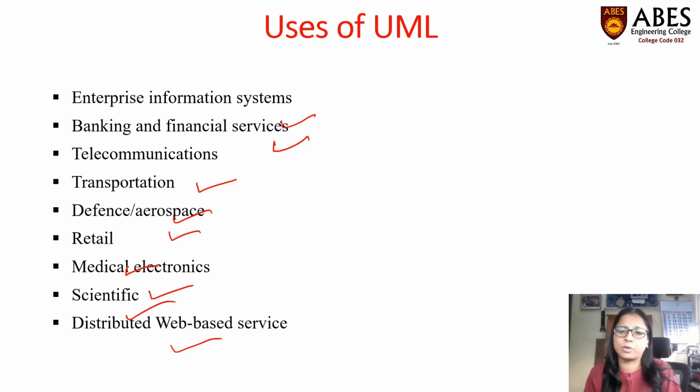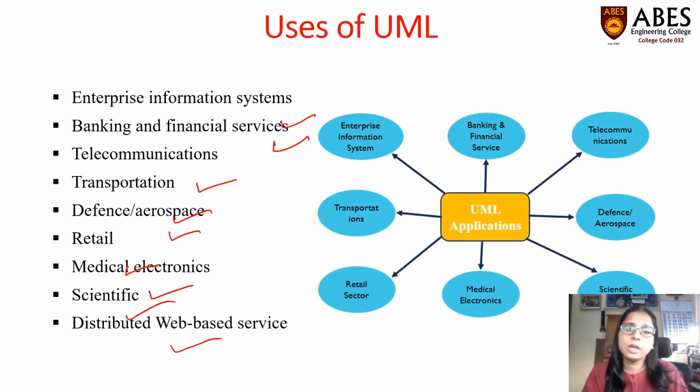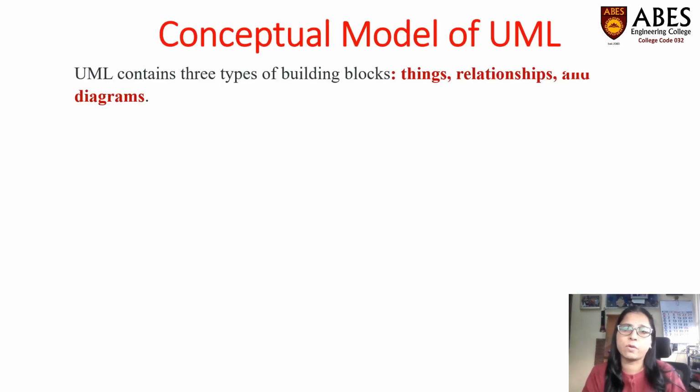It's very diverse. Its requirements are very diverse. I mean, UML can be applied to a basic software system, the development of a software system, to any other part like telecommunication, or even designing transportation systems. So these are various applications, or you can say the uses of UML.